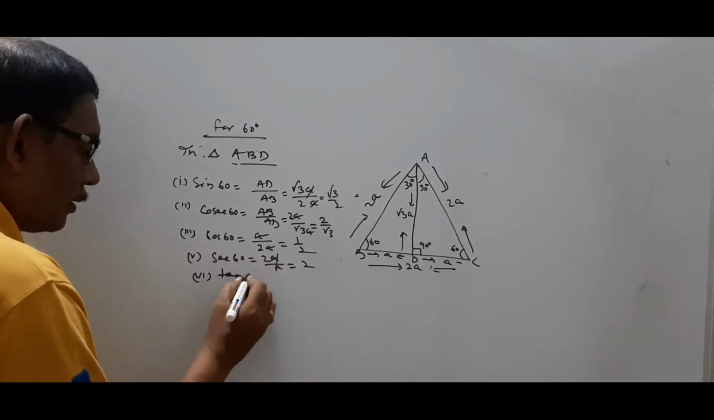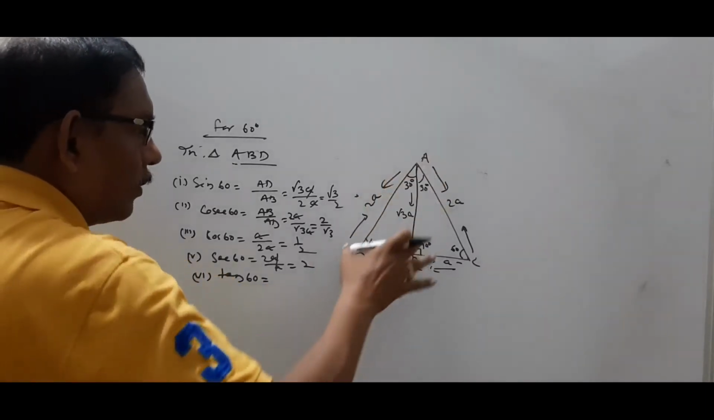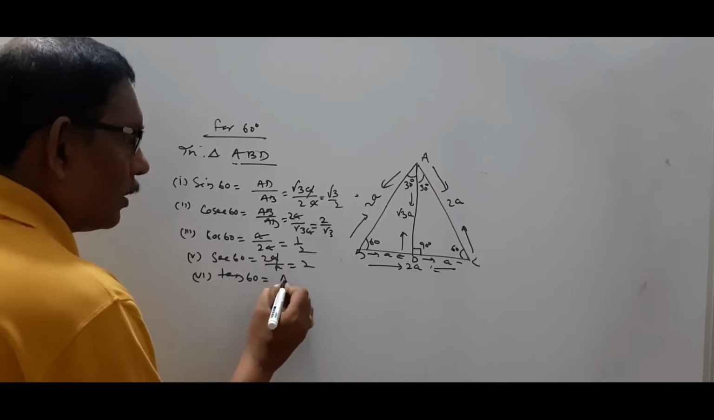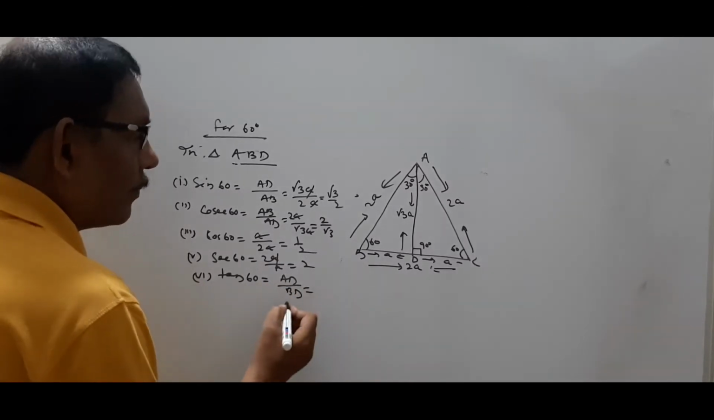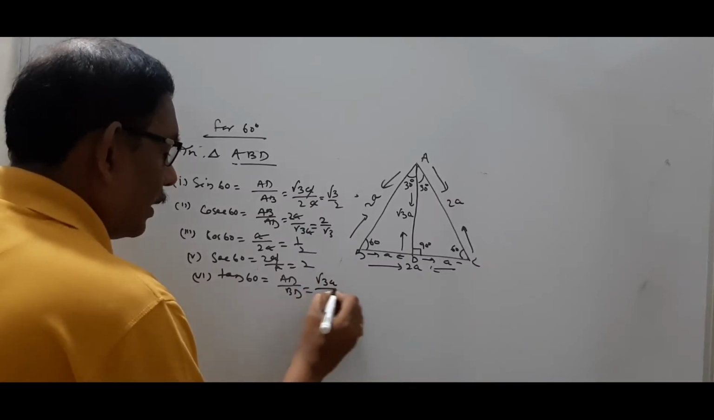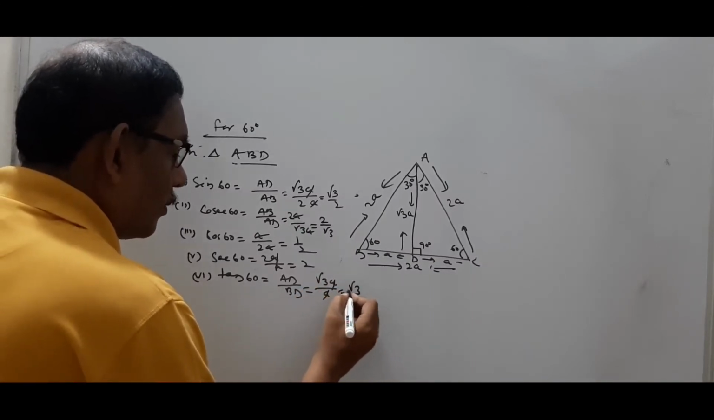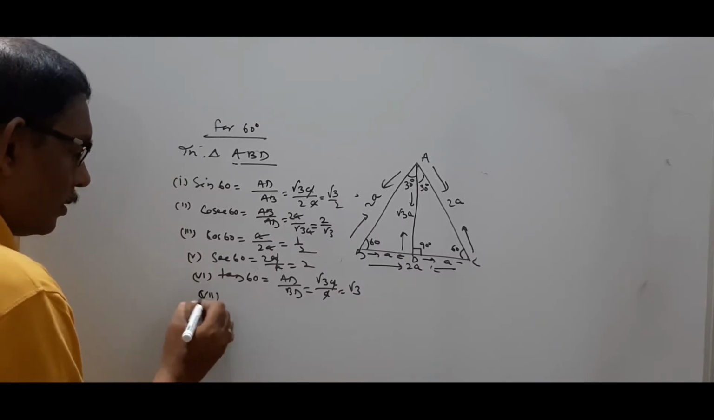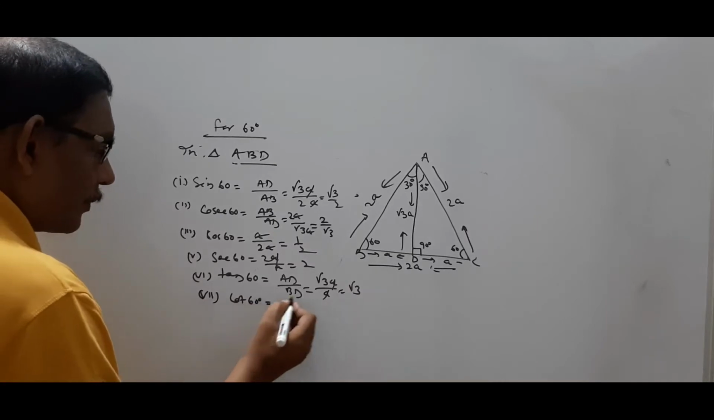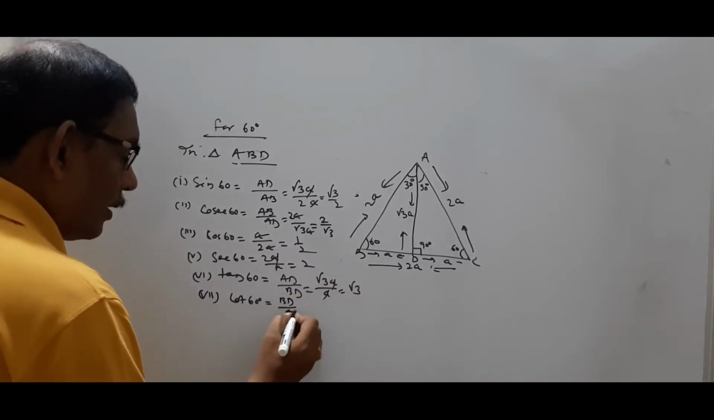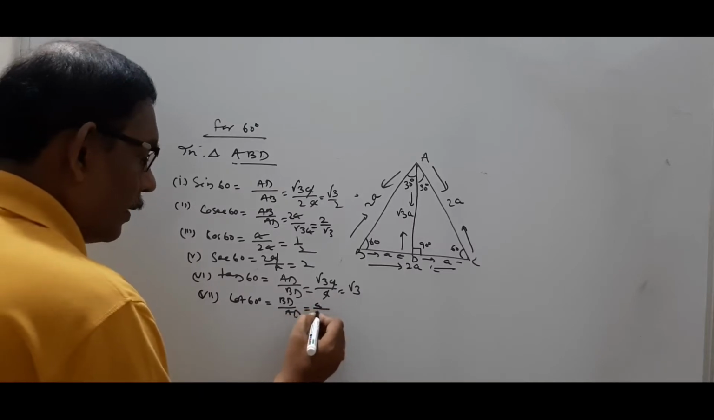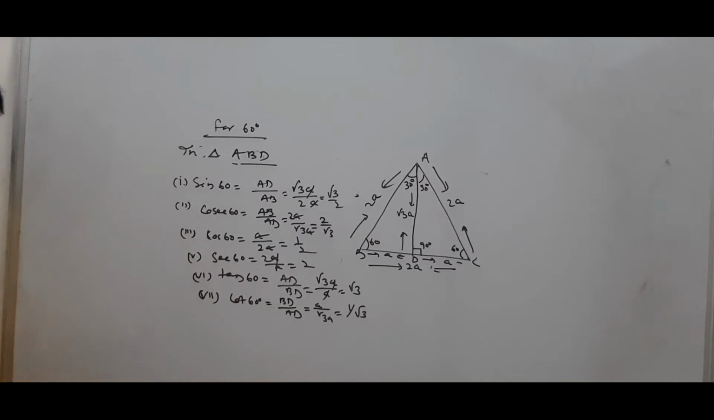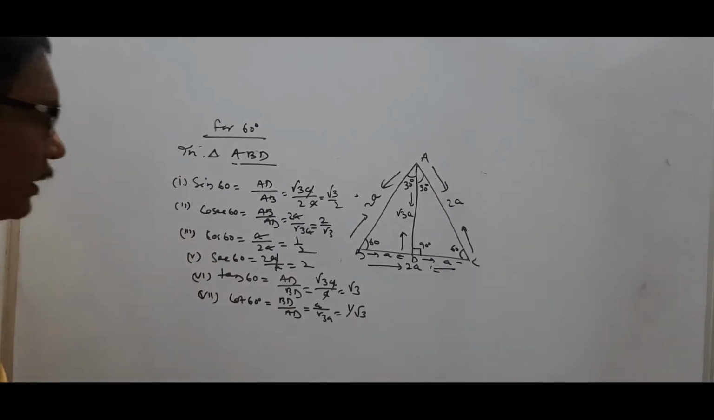Now tan 60, perpendicular by base. It means AD by BD, root 3a by a, root 3. Then cot 60, BD by AD, a by root 3a, 1 by root 3. So this is all about 30 degrees and 60 degrees.